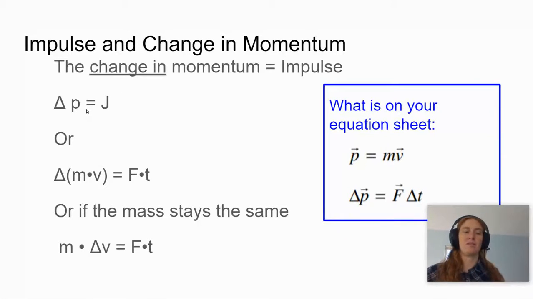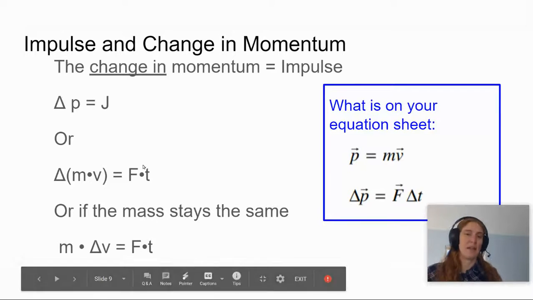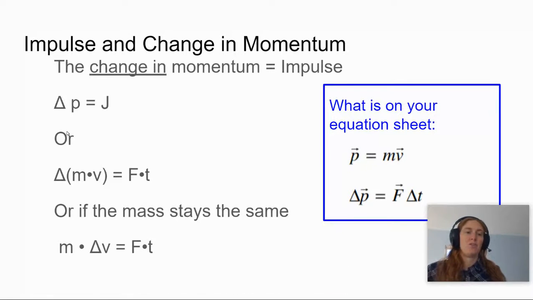So my change in momentum is equal to impulse. You're really never going to see J used as impulse. Most of the time, you're going to see it as just force times time. So if I think about my change in momentum, that's the same as my change in mass times velocity, and that'll be equal to my force times time.